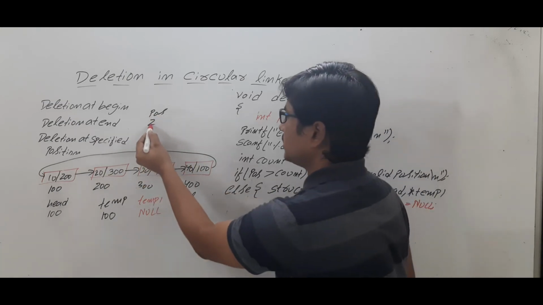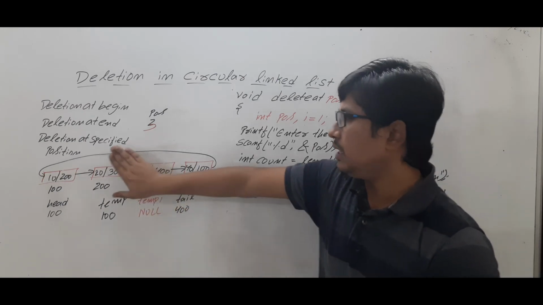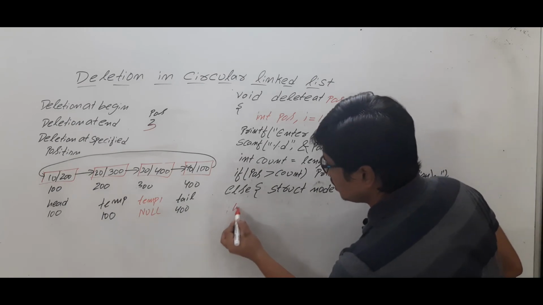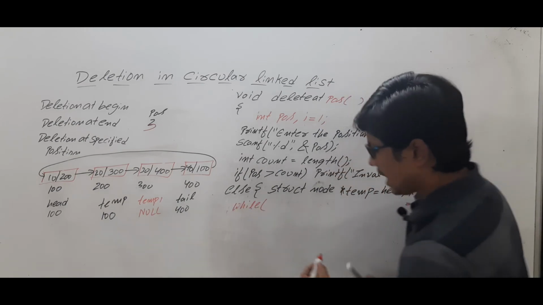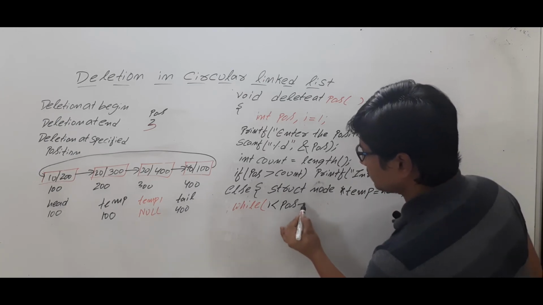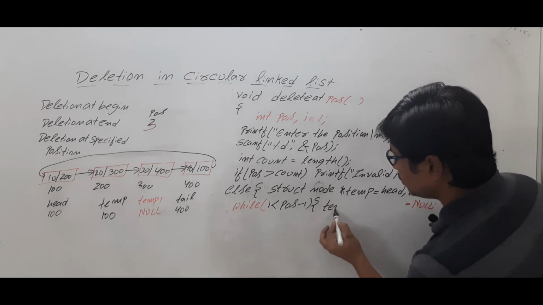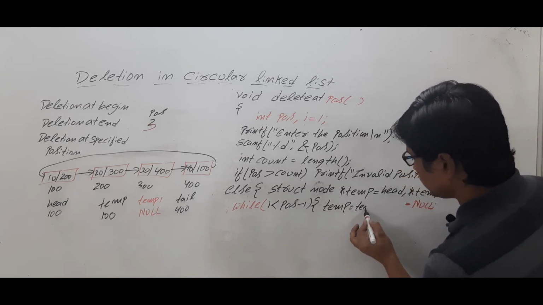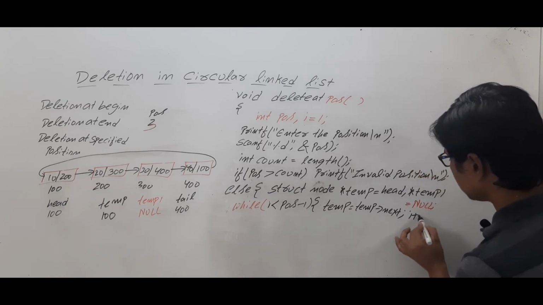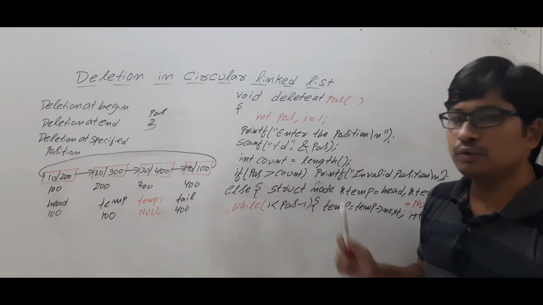Let's take that the user has entered the position 3. Now you need one pointer pointing to this node, and another pointer pointing to this one. So what I will do is: while i is less than position minus 1, then you need to write temp is equal to temp of next, and i plus plus. These two statements you have to write if this condition is true. Let me discuss how it will work.